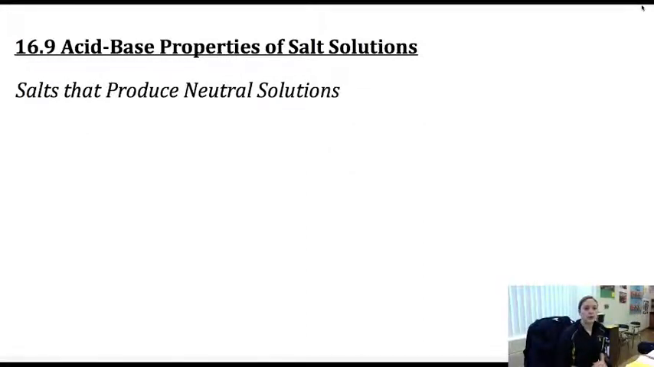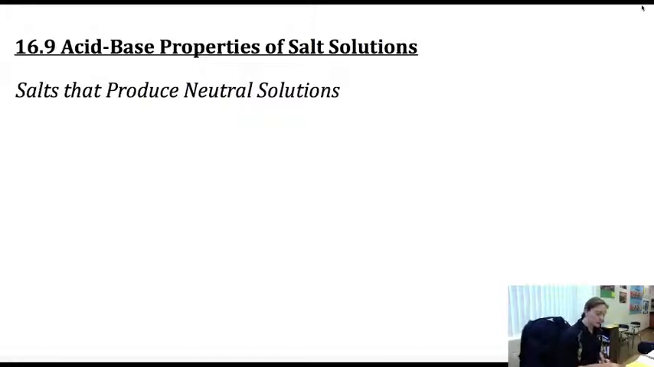All right, in 16.9, we're going to look at acid-base properties of salt solutions, and we're going to look at 4 different kinds of salt solutions. Remember, salts are any kind of ionic compound, being a positive and a negative, a non-metal and a metal. So we're going to see things like KF or NaCl or NH4Cl, things like that.